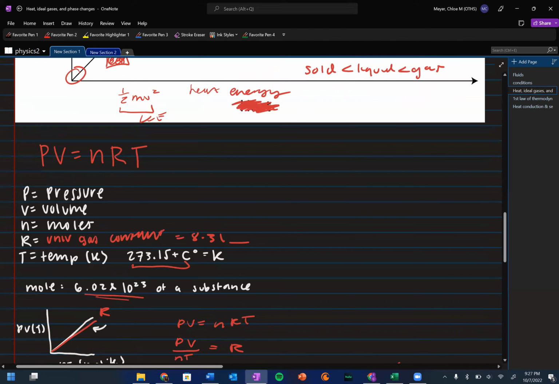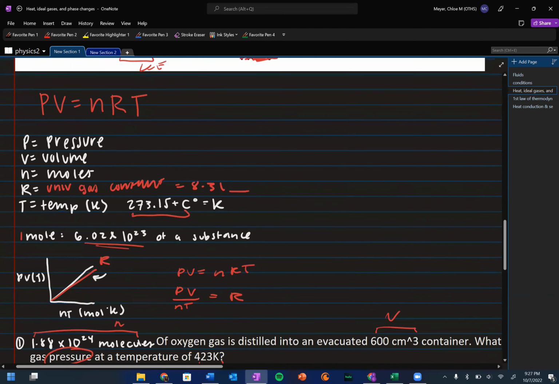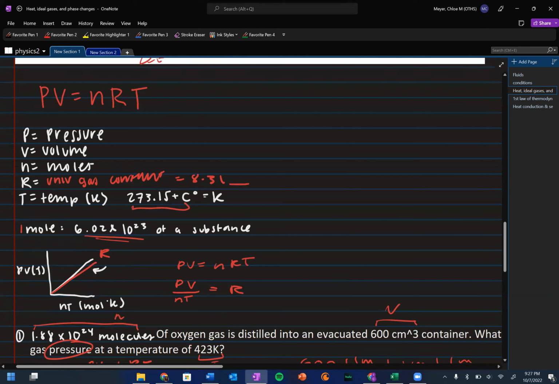And so our first equation is going to be PV equals nRT. It's on your equation sheet. P is going to be pressure, V is volume, and n is going to be moles. And just as a reminder from chemistry, 6.02 times 10 to the 23rd of a substance is going to be 1 mole. And R is a universal gas constant, as we can find here. If you have PV equals nRT and you divide, you get R.